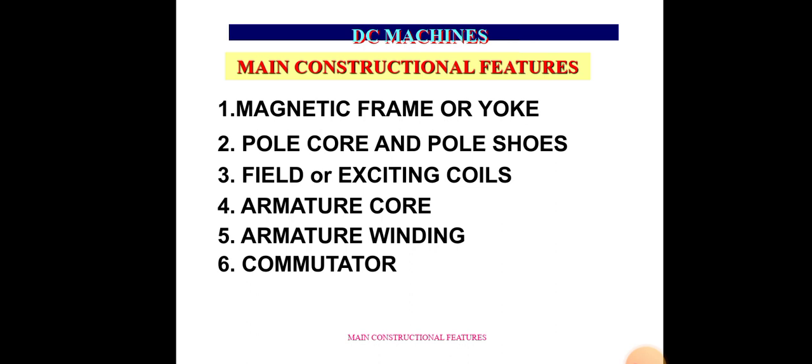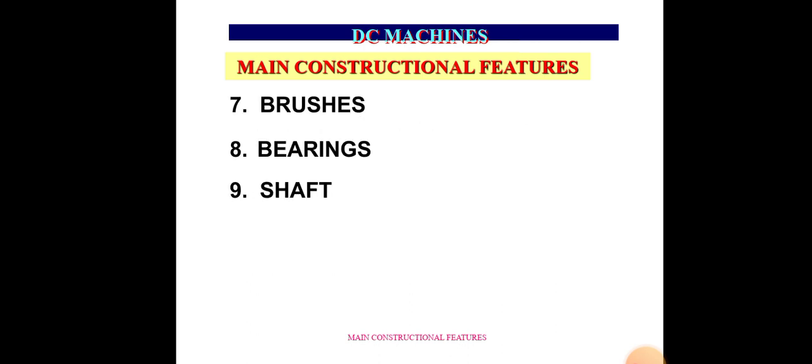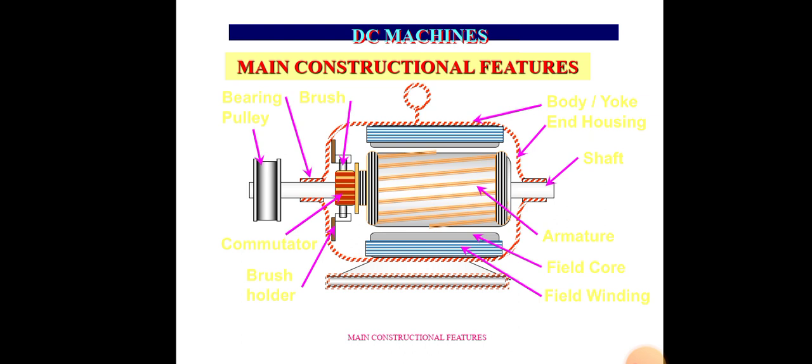First one, magnetic frame or yoke, second one, pole core and pole shoe, third one, field winding and exciting coil, fourth one, armature core, fifth one, armature winding, sixth one, commutator, seventh one, brushes, eighth one, bearings, and the last one, shaft. So this is the cross sectional view.